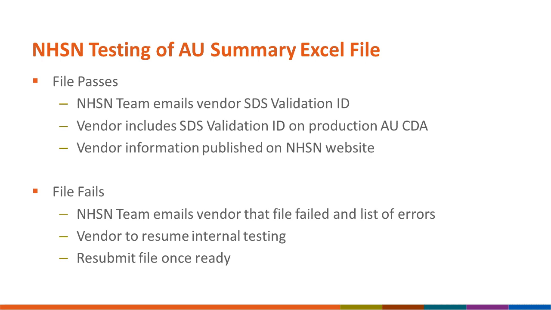If that Excel file fails, an email will be sent to the vendor indicating that the file failed, and it will list the errors received. The vendor can then resume testing internally, uploading their AU summary Excel file to the NHSN Web Service Tool as many times as is needed to not receive any errors. Once ready, the vendor would follow the same steps as outlined in the previous slide for submitting the AU summary Excel file to the NHSN team to confirm the file passes AU SDS.